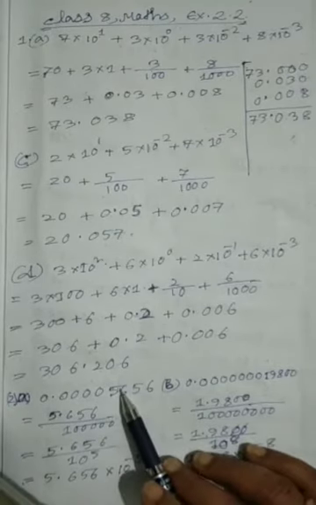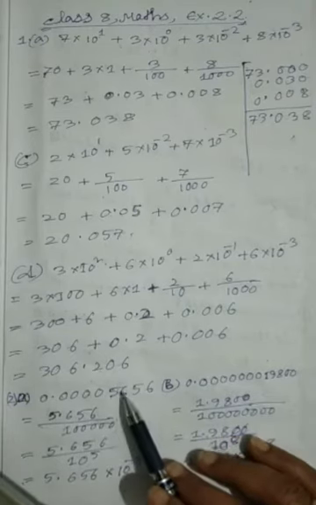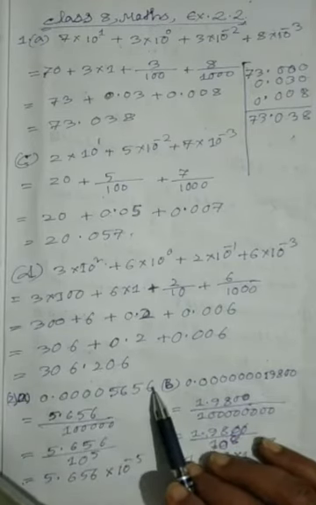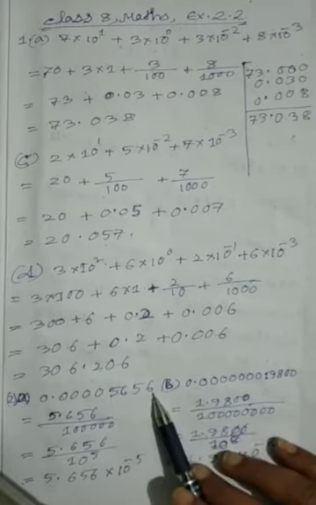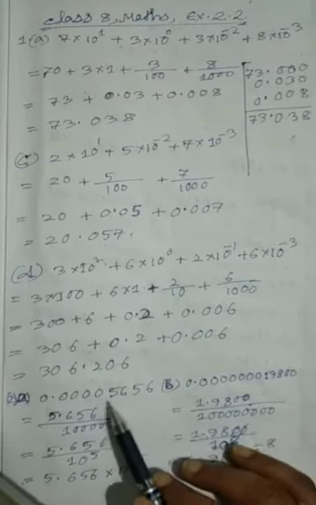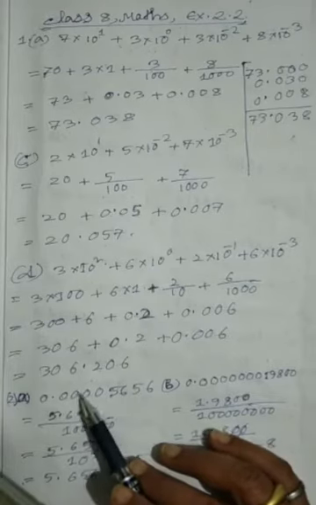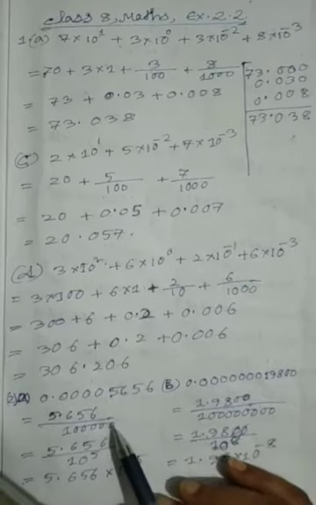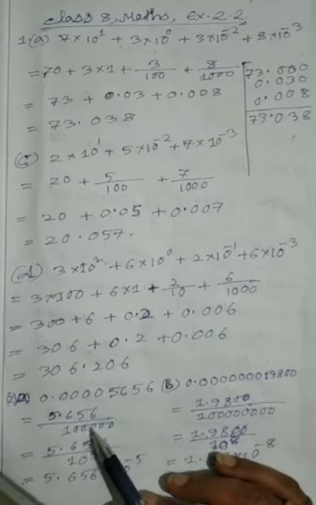So I'll give the point here, 5.656. But this number is not this one. So to make it the same, you have to divide by 1, 2, 3, 4, 5. So it will be 10 to the power.